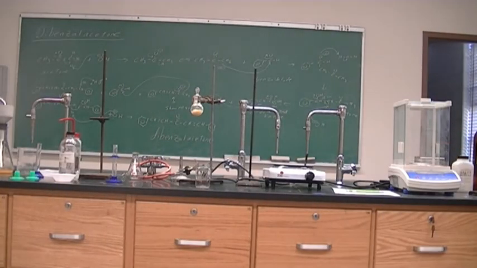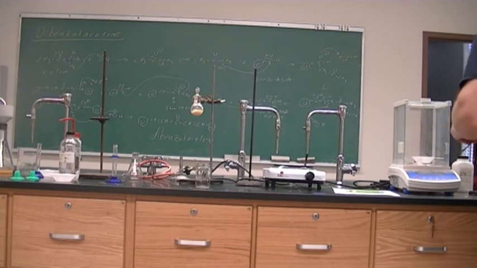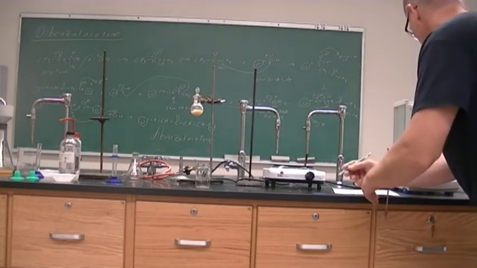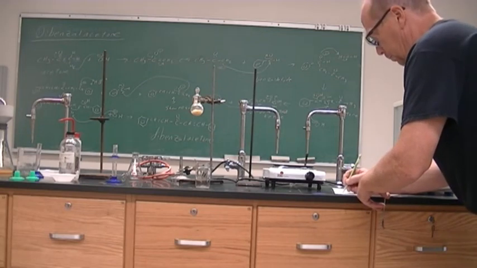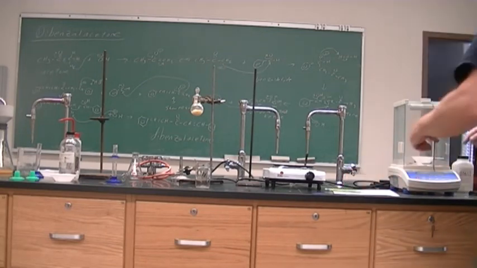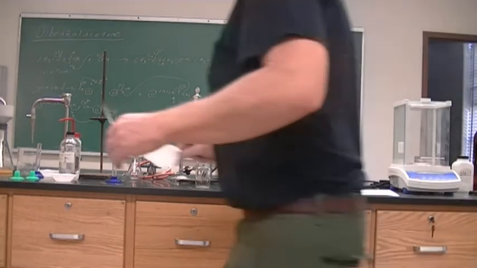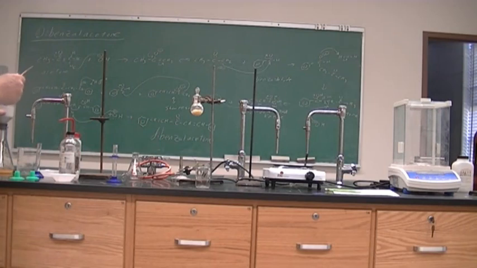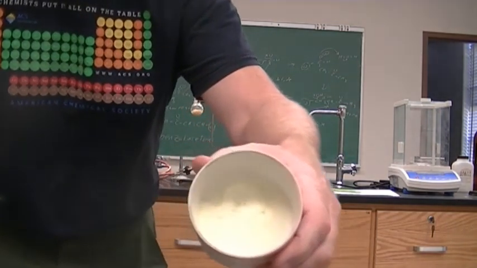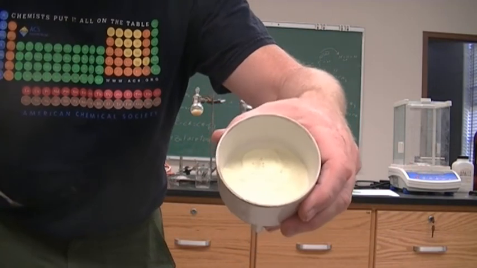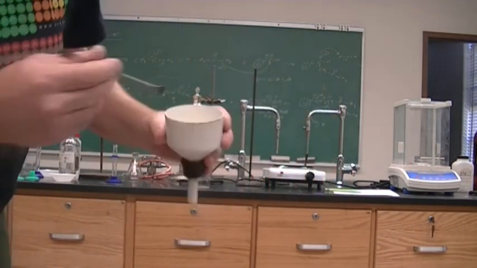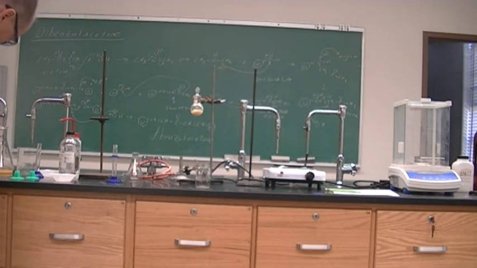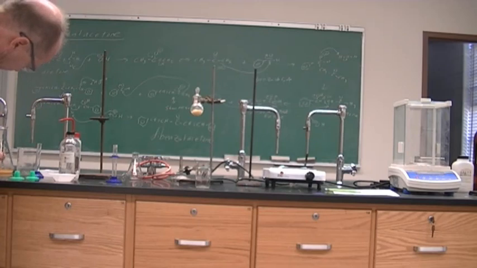Alright, so let's mass the weigh boat. Mass of this weigh boat is 2.4193. Scrape the solid in there and get a mass. Alright, so the product is a nice yellow solid. Looks very, very pure. Looks very dry.